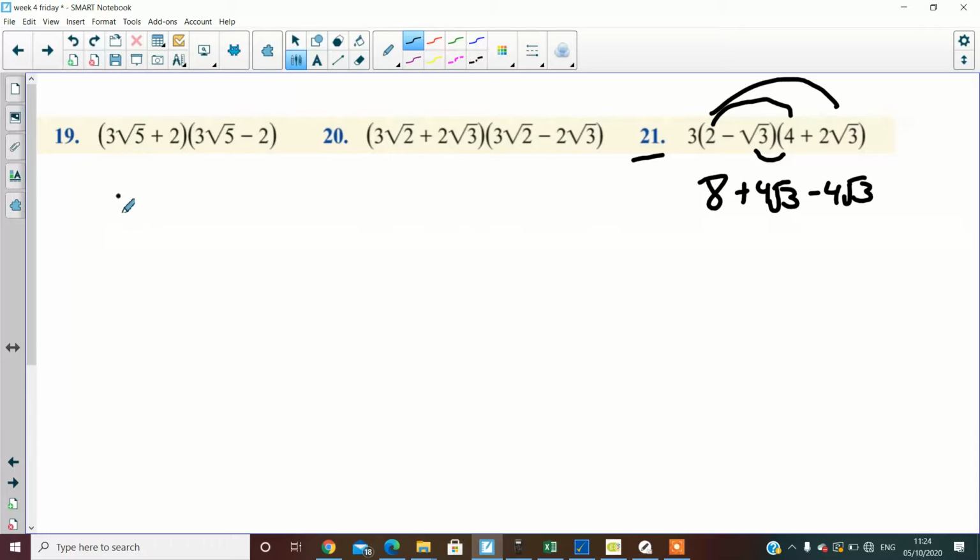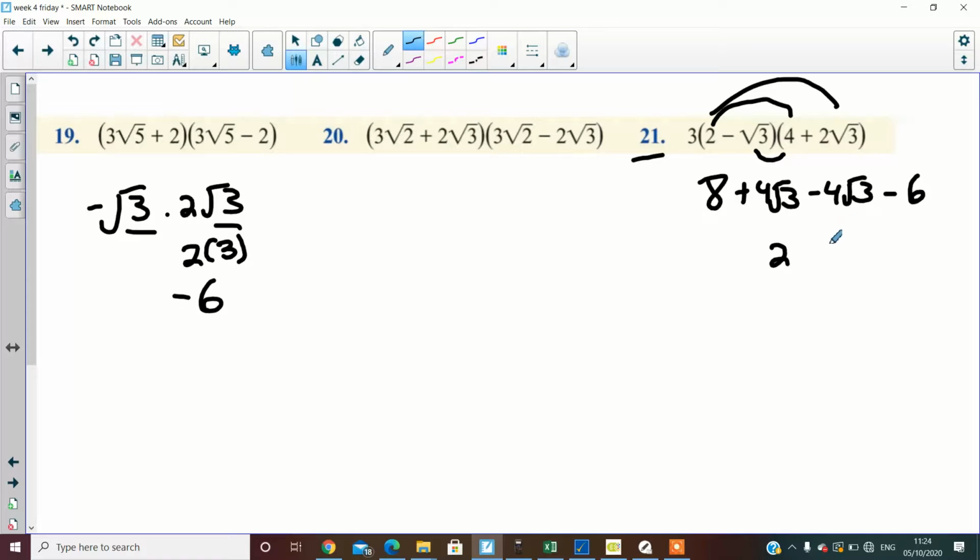Now, what's root 3 multiplied by 2 root 3? The root 3's make 3, and that will give me 6. Only one problem. It was minus root 3, so the answer should be minus 6. So 8 take away 6. The 4 root 3 is cancelled, aren't they? Leaving behind 3 in the middle, 3 on the outside, 3 times 2, and you're done.